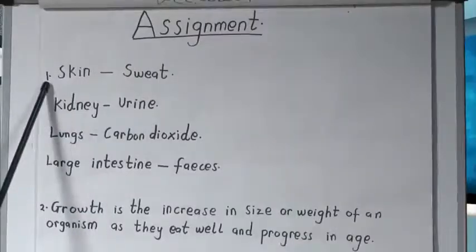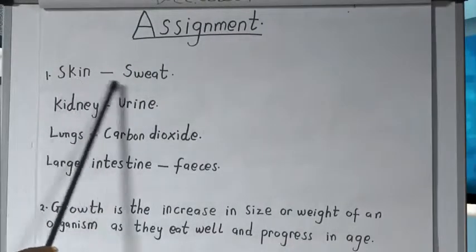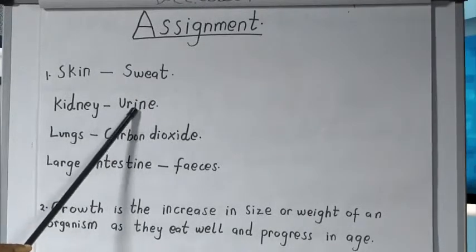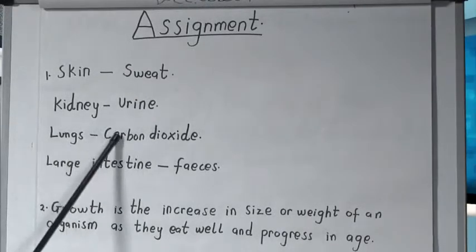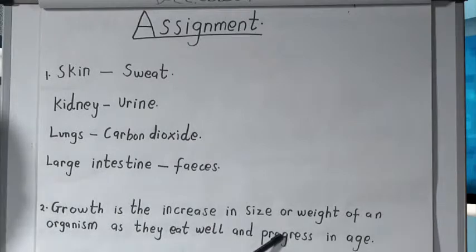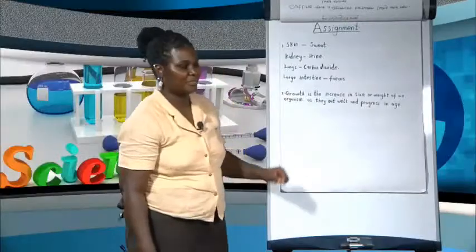Assignments: 1. Skin, sweat, kidney, urine, lungs, carbon dioxide, large intestines, feces. 2. Growth is the increase in size or weight of an organism as they eat well and progress in age.